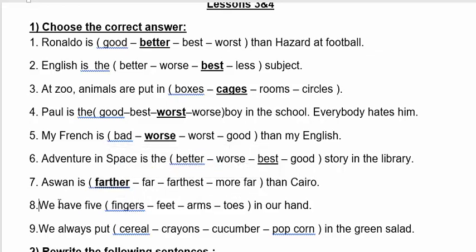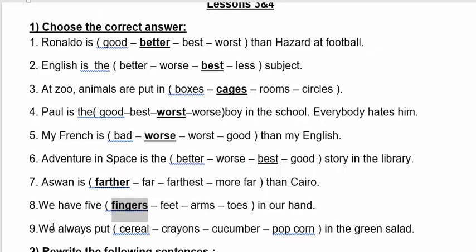Number 8, we have 5 fingers, feet, arms, toes in our hand. In our hand, remember, not our leg or our feet. We have 5 fingers. So the answer will be we have 5 fingers in our hand. Excellent. The answer, fingers.